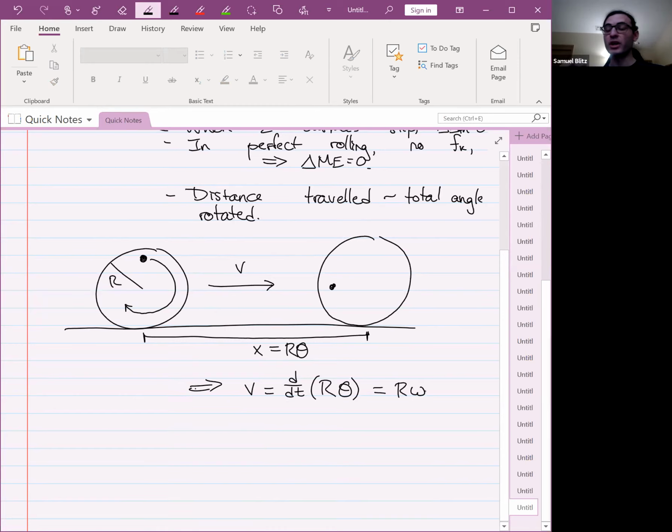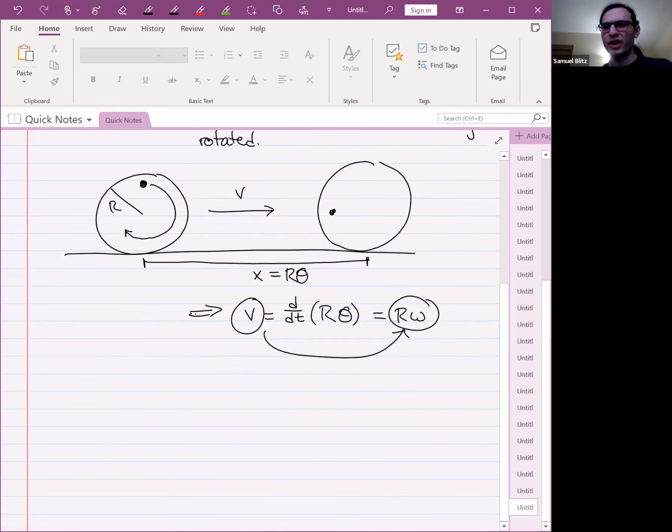So when an object is rolling without slipping, the speed that the center of mass is moving at, or the speed that the axis of rotation is moving at, is related to the angular speed that the thing is turning at. That's a really useful constraint because it allows us to relate the translational kinetic energy to the rotational kinetic energy. In principle, you would need to know the rotational speed and the translational speed, but if you know one and you know it's rolling without slipping, then you can figure out the other.